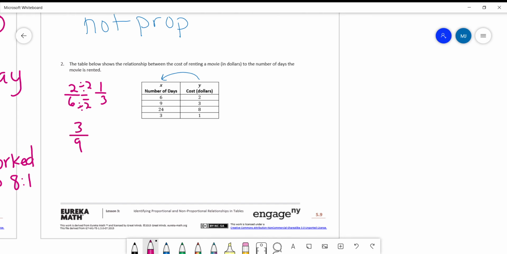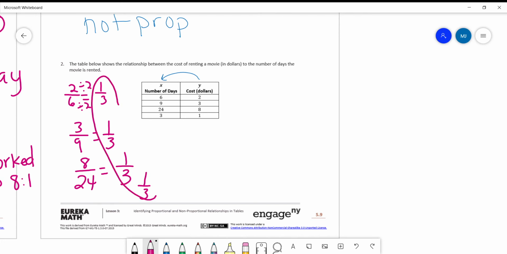3 over 9 simplifies to 1/3. 8 over 24 simplifies to 1/3. And 1 over 3 is already simplified. So each time we do this division of y divided by x, we see that we get 1/3. And so since they're all the same, it is proportional.